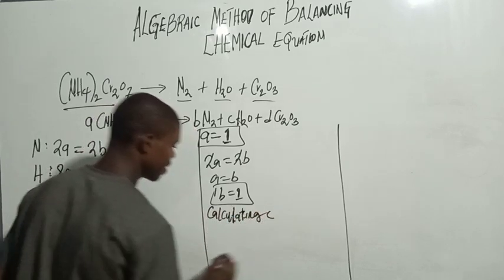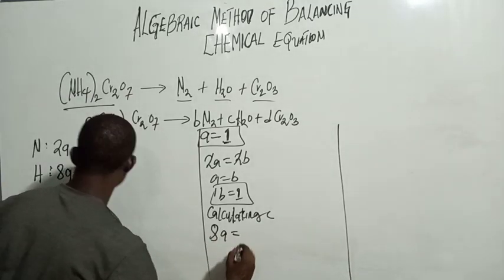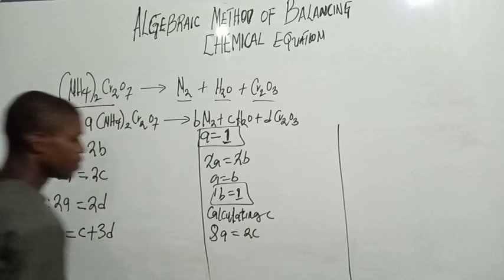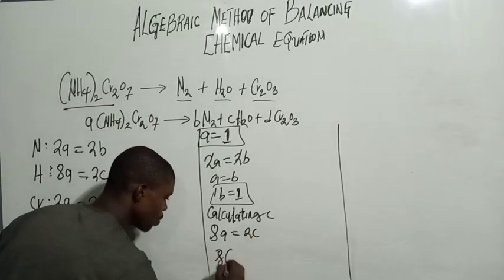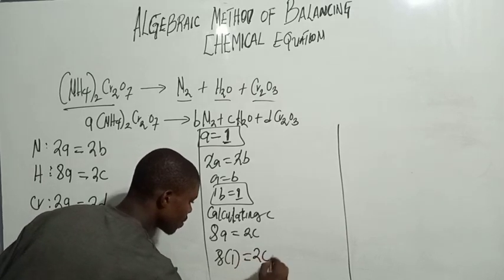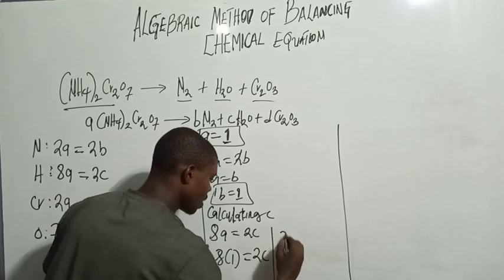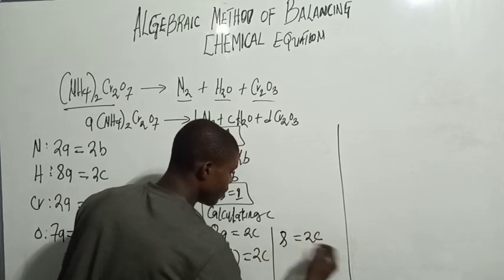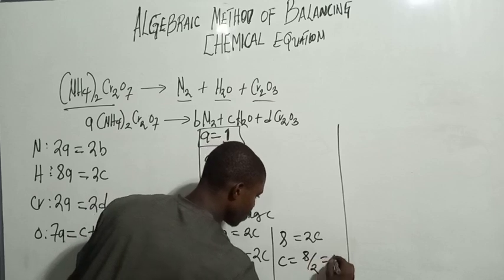C. If I want to calculate C here, we have A equals to 2C. So remember my A is 1. So it's going to be 8, 1 equals to 2C, right? So how am I going to solve it here? 8 equals to 2C. Making C the subject of the formula, C equals to 8 over 2, which is 4.